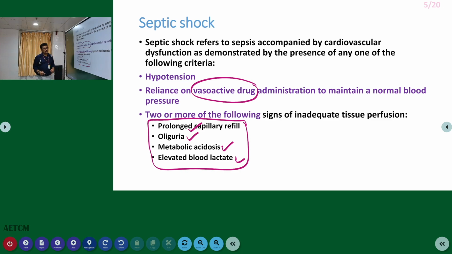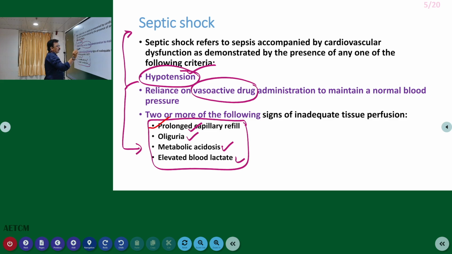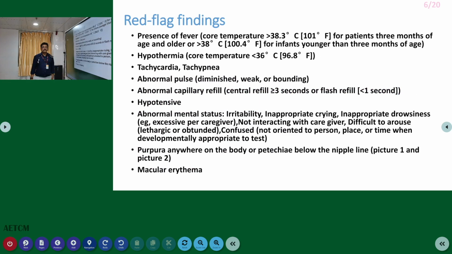Hypotension is the major component, but others are also there. Hypotension alone will not satisfy the criteria for septic shock. Hypotension has to be there, and associated features also should be there. Prolonged capillary refill time alone will not satisfy the criteria for septic shock. We need other criteria also. So it's a clinical syndrome where all these components have to be there.